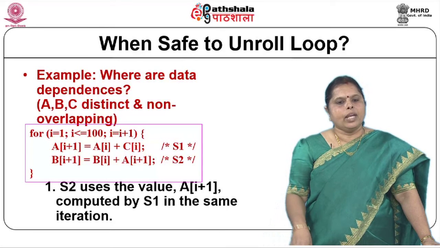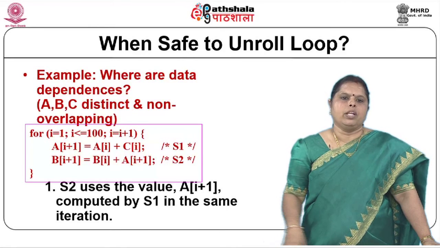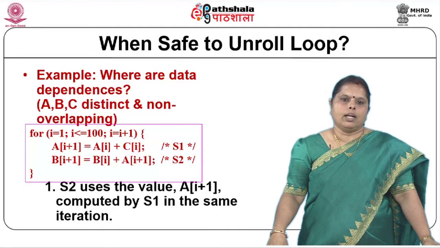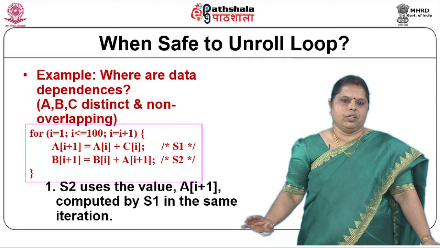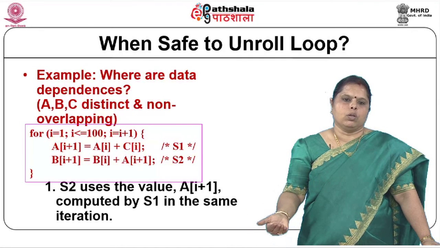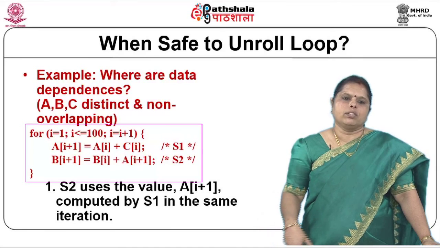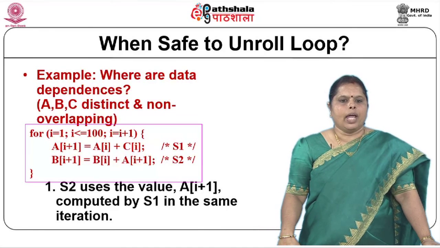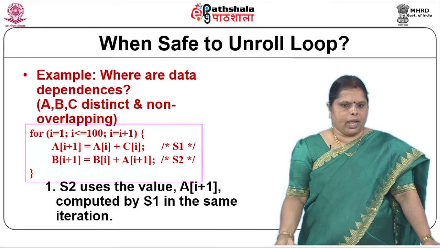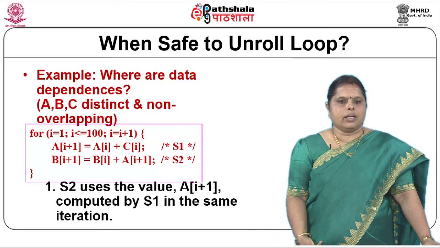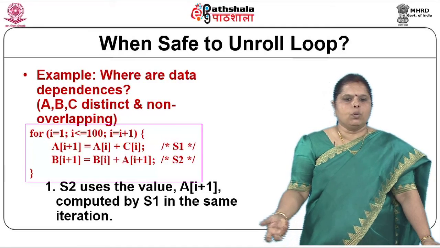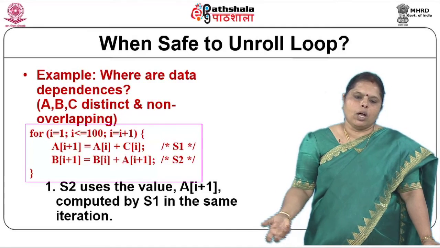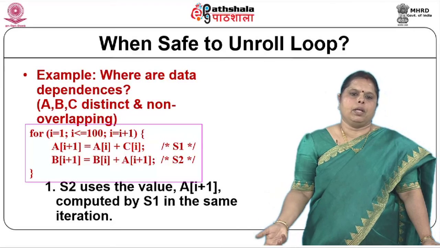Now, when can we actually unroll loops? When is it safe to unroll loops? In the earlier case, when we looked at an iterative loop, each iteration of the loop was clearly independent of each other. You were able to unroll the loop. But now look at the two examples that have been given here. So a[i+1] is dependent on a[i]. So the (i+1)th iteration is dependent on the ith iteration. Similarly, b[i+1] is equal to b[i] plus something. So you have b[i+1] again dependent on b[i].